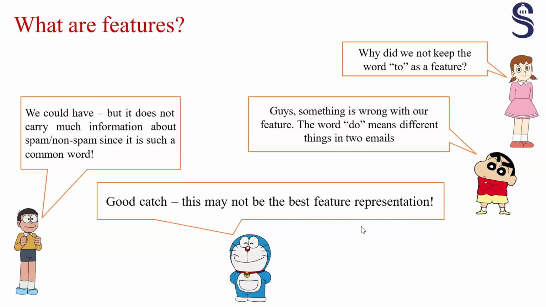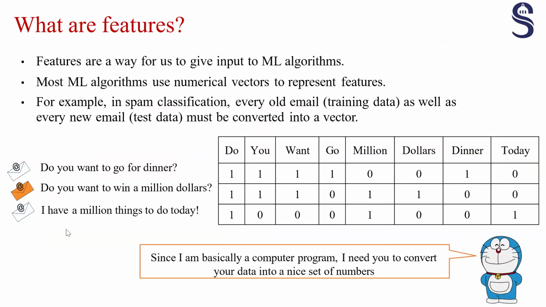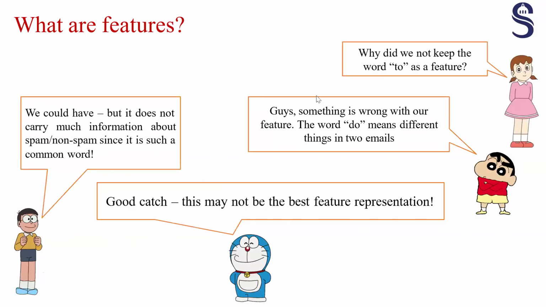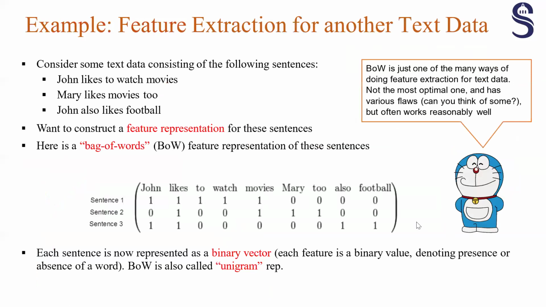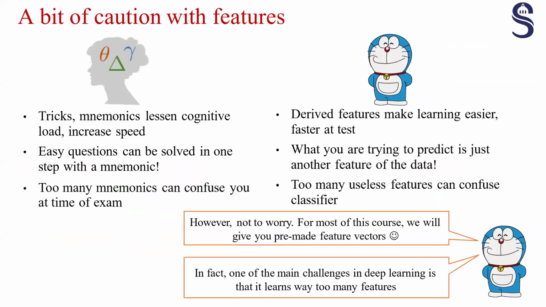Similarly, you see the word "do". This "do" has a different meaning in these 3 emails, and therefore it should also not be used as a feature extraction. So that is an example.